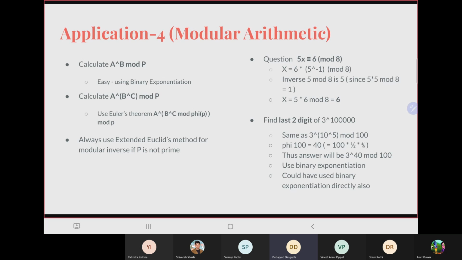if p is prime. But this is good, like if you have to implement a power b power c mod p. So p can be anything. It's not necessarily a prime number. So what we will be doing is implementing Euler's method. So what does Euler's method specify? Euler's method specifies that a power phi of p is congruent to 1 mod p, right? So if I take b power c mod phi p, then I know that this term will give me the answer. Why is that happening?